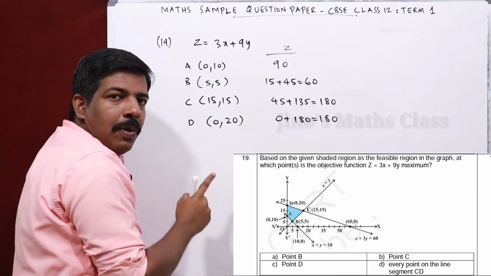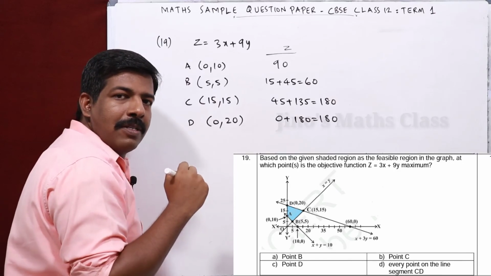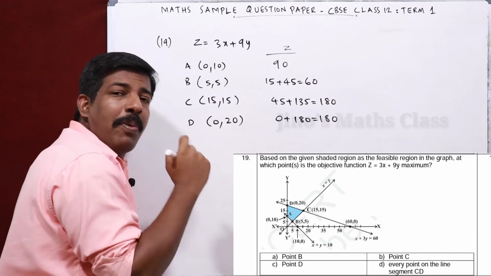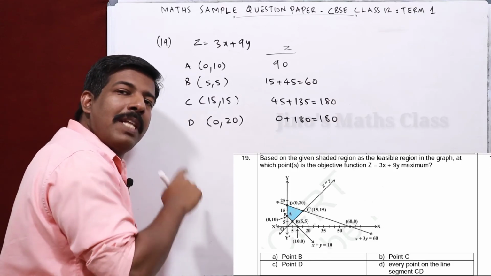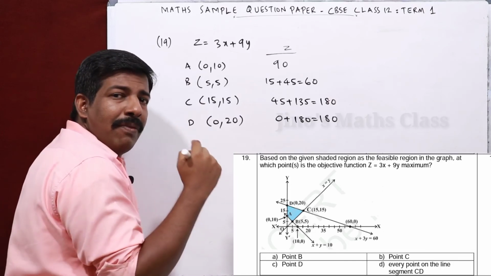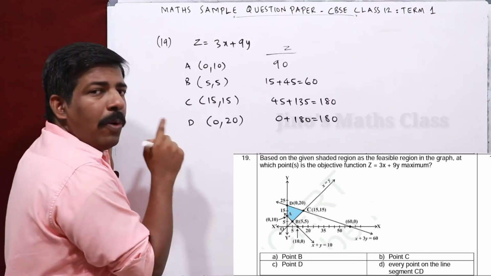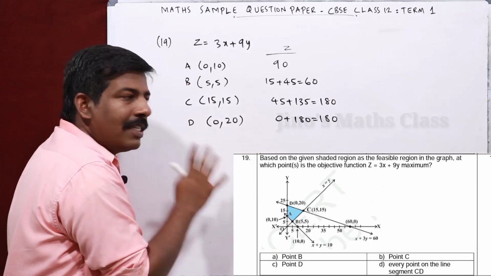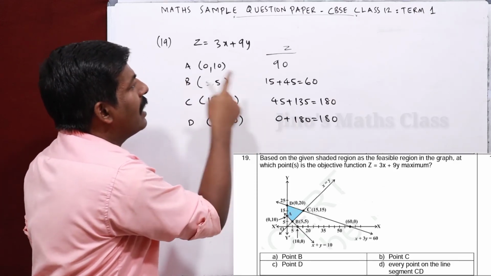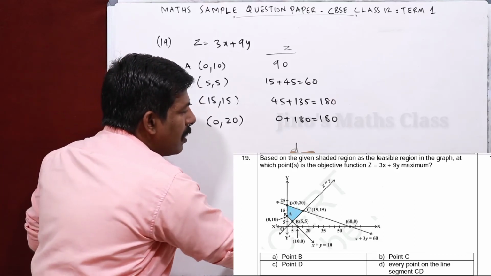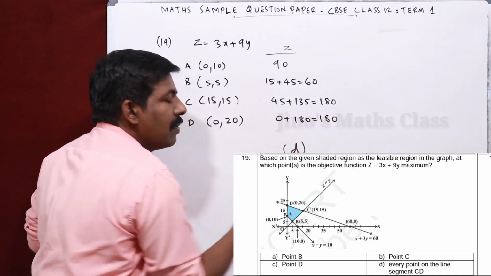So we already know if two corner points have the same value of Z, then any point on the line segment of those corner points also will have the same Z value. Therefore, we can say here any point on the line segment CD also will have the same maximum value 180 for Z or objective function. That's why we can say option D is the correct answer here.